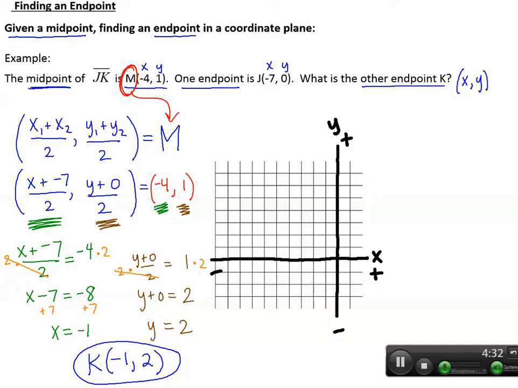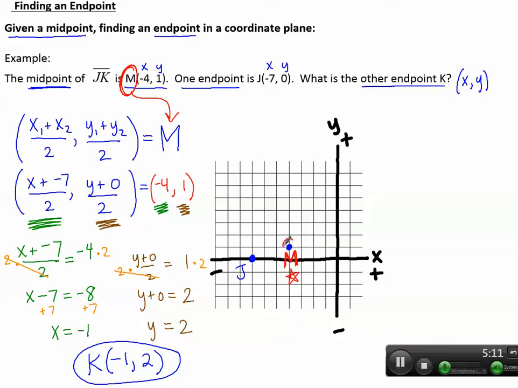Now let's plot our points. The midpoint is given as -4, 1. 1, 2, 3, 4, up 1. There is our midpoint. It's very important that we label this midpoint with M. Maybe even put a star by it because we want to remember this is the midpoint. We're not looking for the midpoint here. J is -7, 0. 1, 2, 3, 4, 5, 6, 7. 0. That's point J. I might label it so I remember that's not the midpoint.